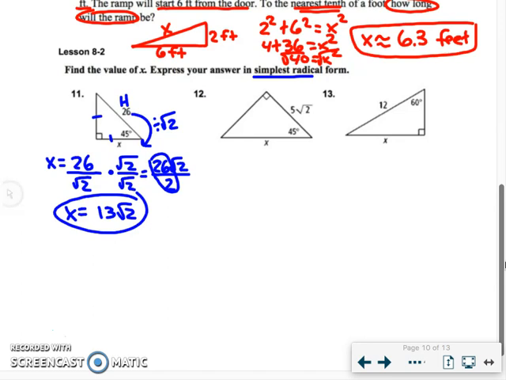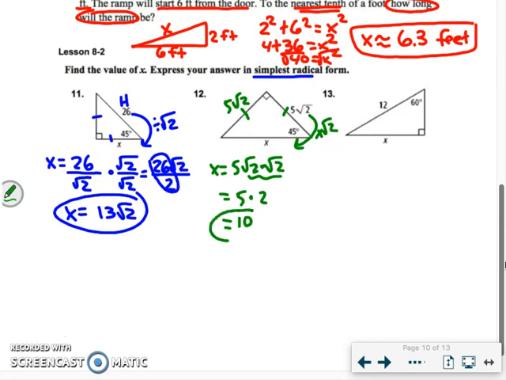Next one again is a 45, 45, 90. This is one of the legs, so 5 square root of 2 would be both of these sides. We're going to the hypotenuse because the hypotenuse is that longest side. We're going to multiply by square root of 2 in this situation. So this time x is equal to 5 square root of 2 times square root of 2. And what happens there is when we get two square root of 2's in a row, that's like square root of 4, which is 2. So really they're asking for 5 times 2, which is 10. X is 10.